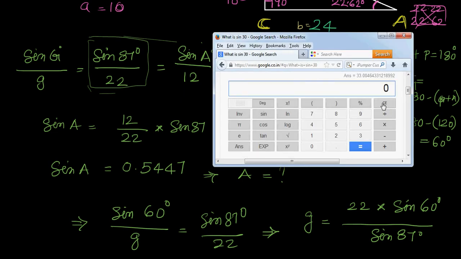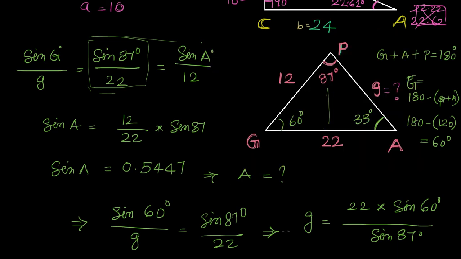Okay, right. Now let's see what is sine 60 by sine 87. It's a bit tough, no? No. Sine of 60 is equal to 0.866, we know that, divided by sine of 87, which is equal to 0.867. This I'll multiply with 22. My answer is 19.08. So G is equal to 19.08. It's pretty simple, right?